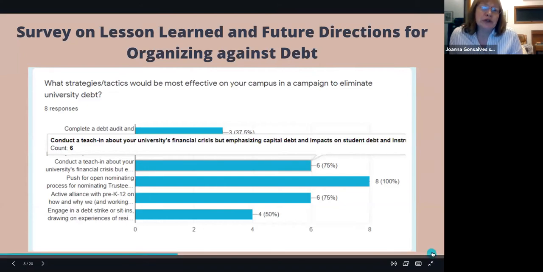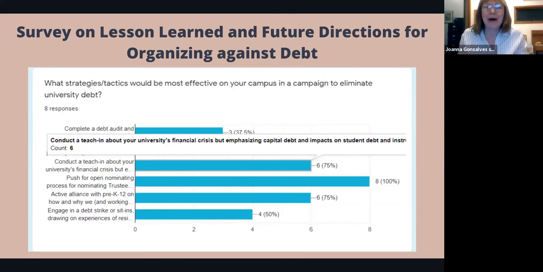With regard to future directions for organizing against debt, we created a survey that some of you here in this forum have completed. I'm going to pop the link into the chat in a second. It's a 10-minute survey. It includes questions about key issues surrounding debt that you are interested in. What would you like to organize around? That could include change at the local campus level, fighting for change at the state level or national level. We also have questions about the tactics you're interested in exploring and the supports you need to do this work.